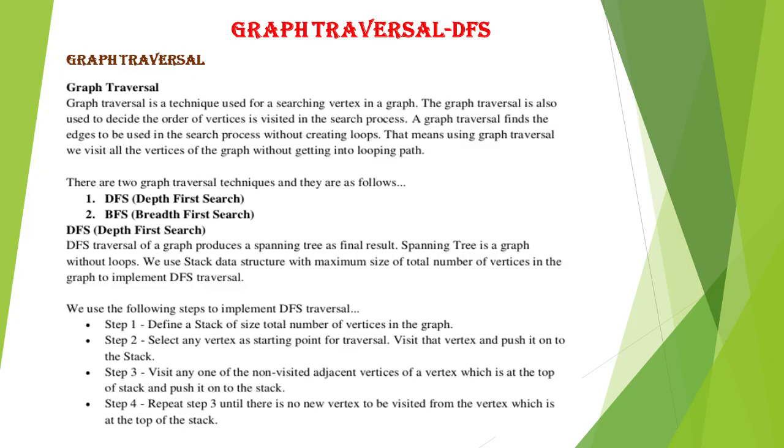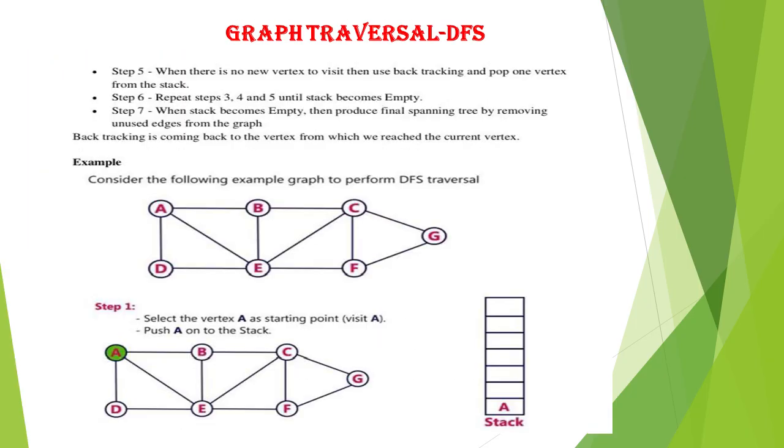Step 3, visit any one of the non-visited adjacent vertices of the vertex which is at the top of the stack and push it onto the stack. Step 4 is repeat step 3 until there is no new vertex to be visited from the vertex which is at the top of the stack. Step 5 is when there is no new vertex to be visited, then use backtracking and pop one vertex from the stack. Step 6 is repeat steps 3, 4, 5 until the stack becomes empty.